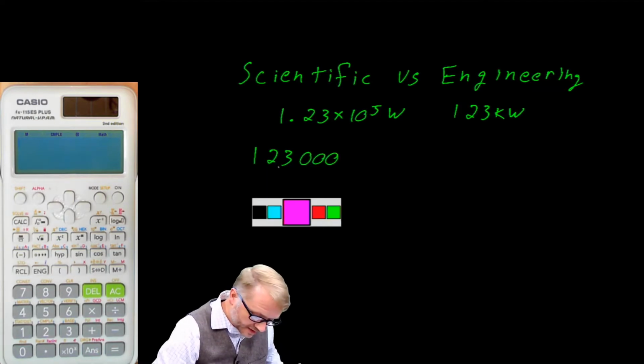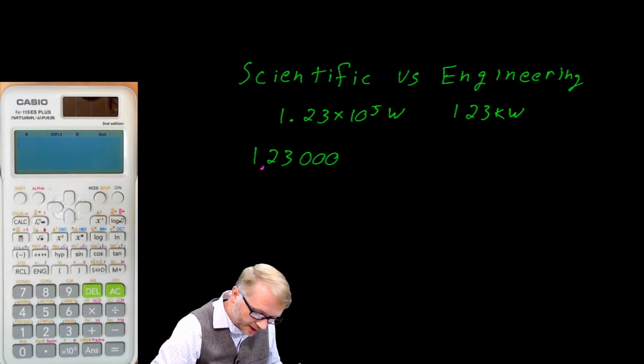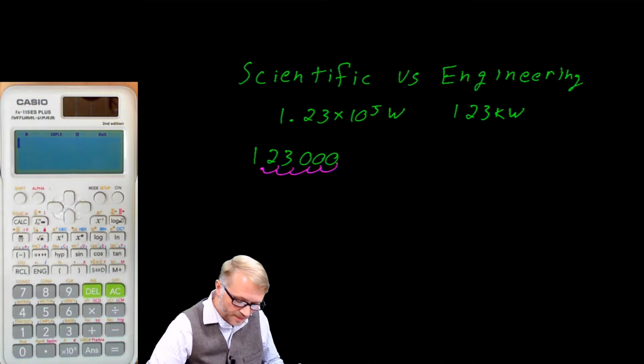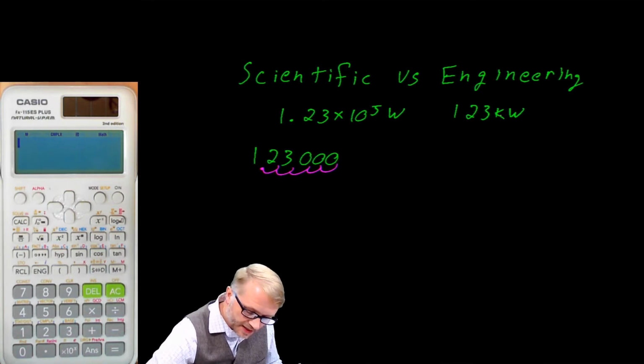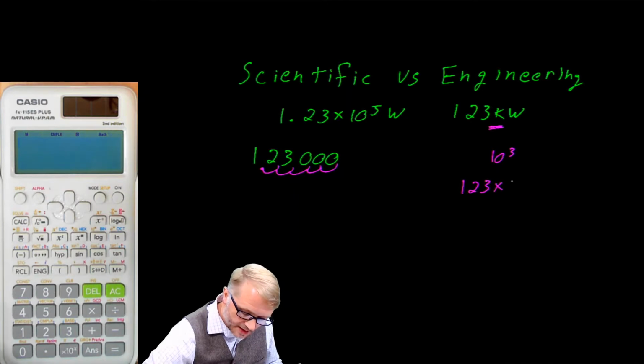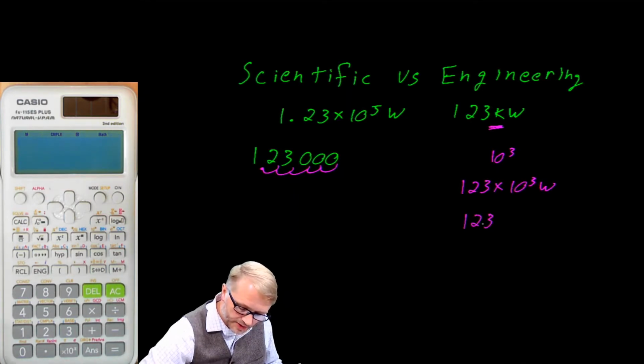So we have the decimal point was originally here. We walk it over 1, 2, 3, 4, 5 places. Here, we would have said kilo. You remember the prefixes? Kilo is 10 to the third, so you could rewrite this as 123 times 10 to the third watts, or 123, 0, 0, 0.